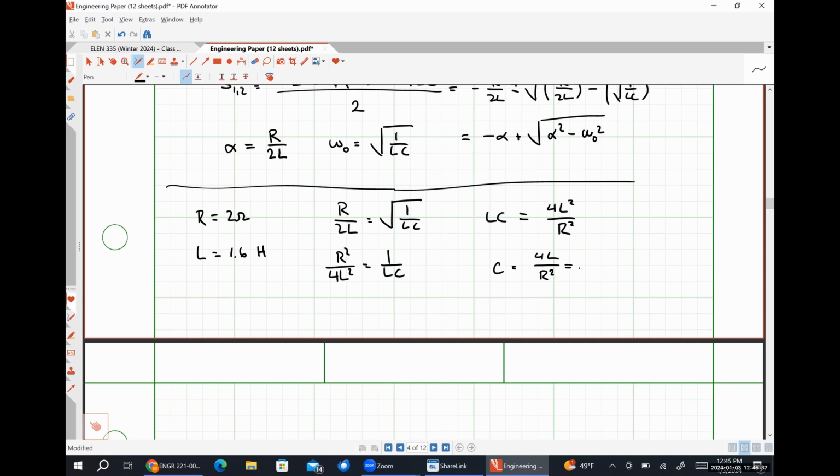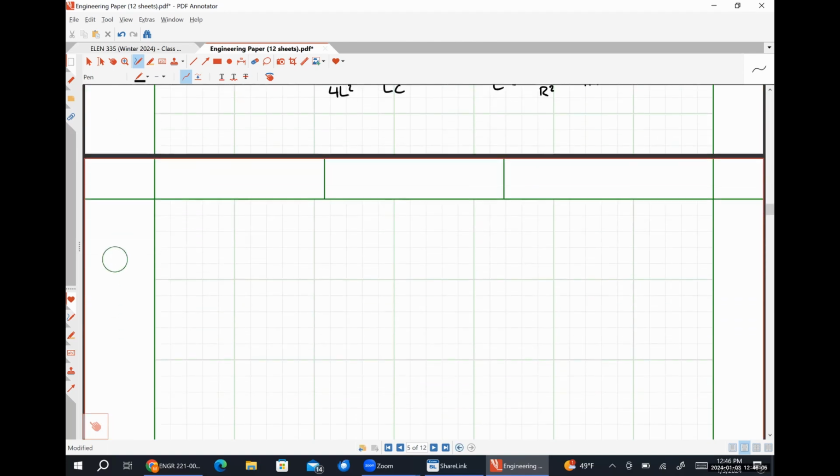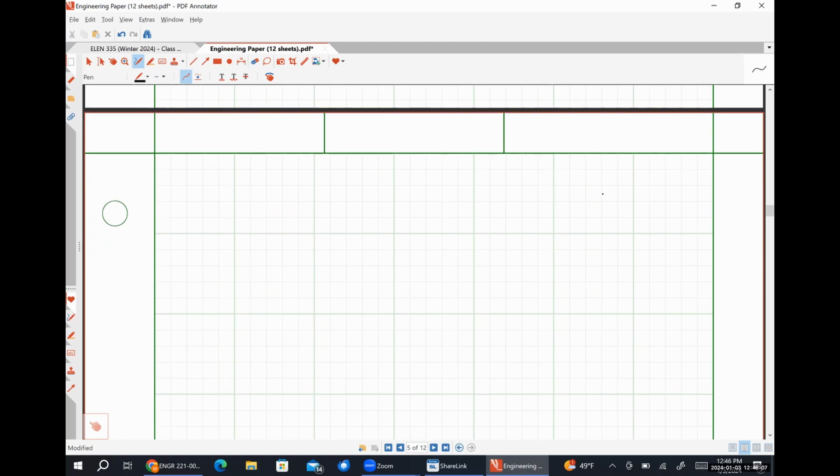So plugging in the numbers that you guys gave me, 4 times 1.6 over 4. Oh, well, that's going to be easy. That's just 1.6 farads. Yep. All right. So just to quadruple check things here, let's draw a circuit.